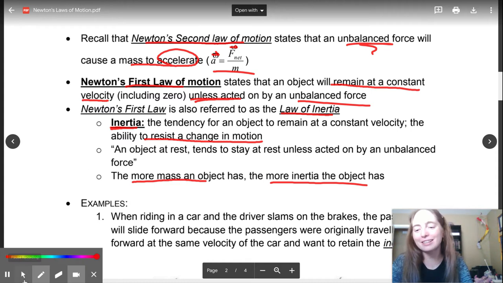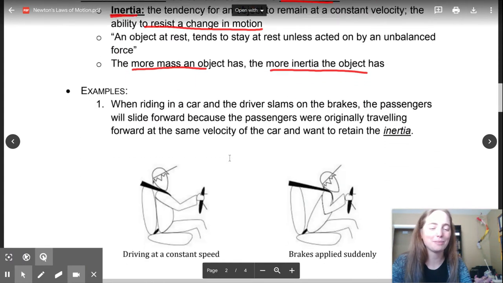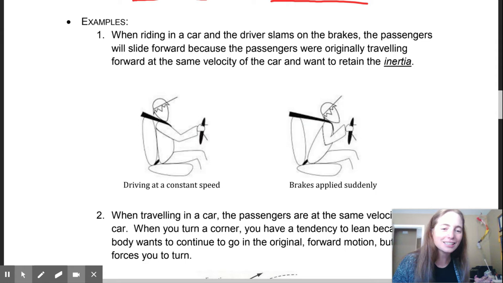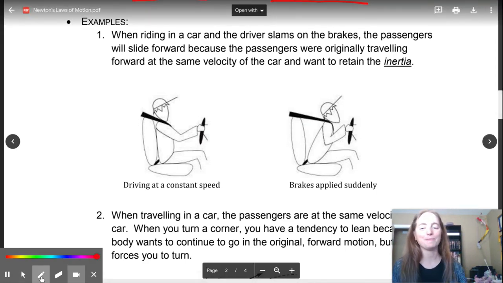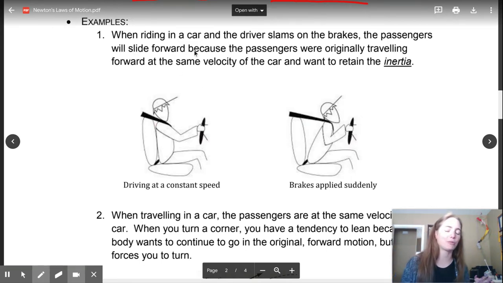So let's look at another example of inertia here. This is a classic example. This is also why we have seatbelts. Well, one of the reasons. We spend a whole bunch of time talking about momentum and impulse in Physics 30, where we talk more about these vehicle safety features. So you're in a car, you slam on the brakes.